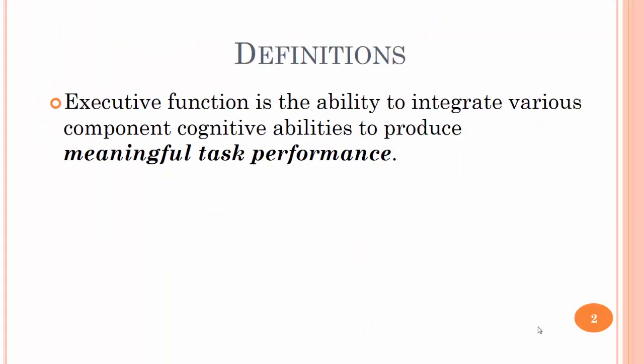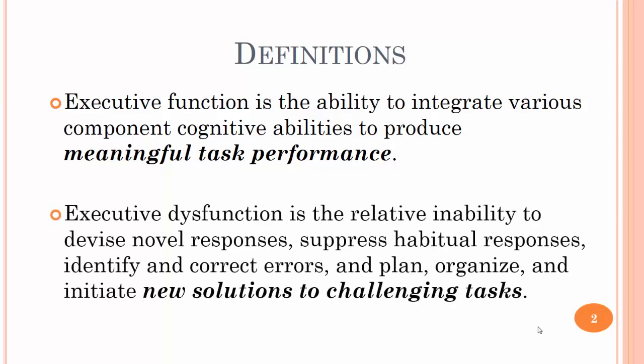Before we begin, though, I want to establish a good foundation that's really important for all of us to recognize. Let's begin with the definitions. Executive function is the ability to integrate various component cognitive abilities to produce meaningful task performance. Executive dysfunction is the relative inability to devise novel responses, suppress habitual responses, identify and correct errors, and plan, organize, and initiate new solutions to challenging tasks. I want to present these because we're looking both at executive function and dysfunction, and the focus is on meaningful task performance in response to challenging tasks.